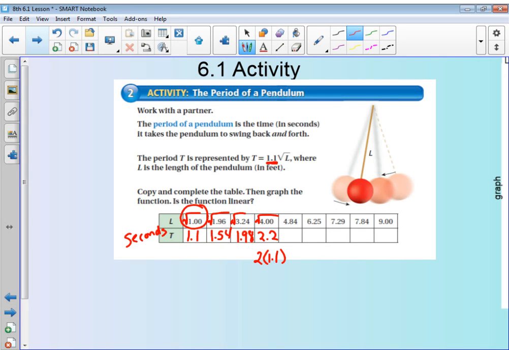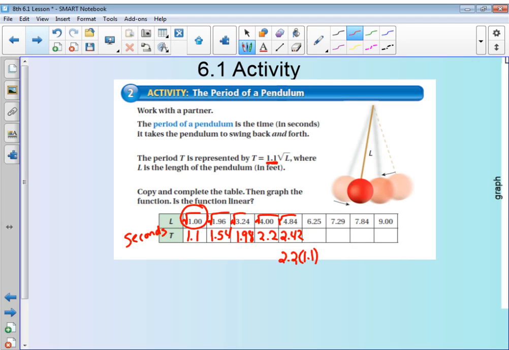Okay, we'll do one more. So 4.84, I need to do the square root of that. That gives me 2.2. And now I'm going to take that times 1.1 on my calculator. When I do that, I get 2.42.